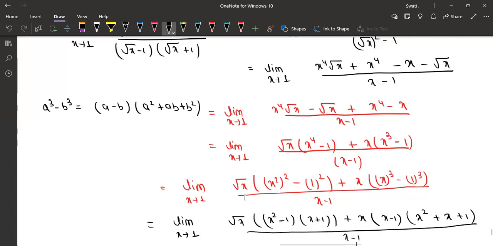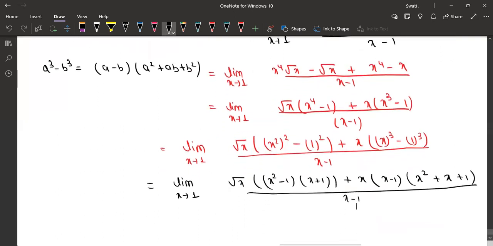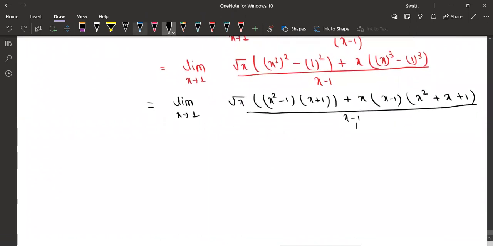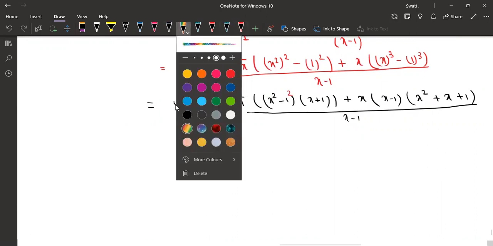Now we can simplify the numerator once again further. For that, what are we going to do? You can see that we are still having the formula a square minus b square here. So I can write this 1 as 1 square. I'll change the color, yeah.